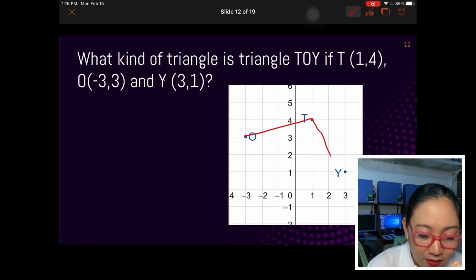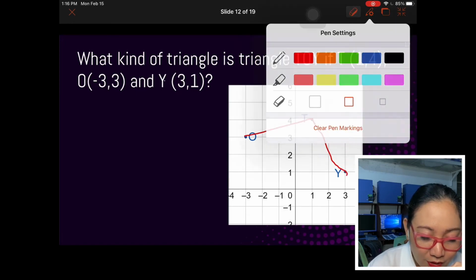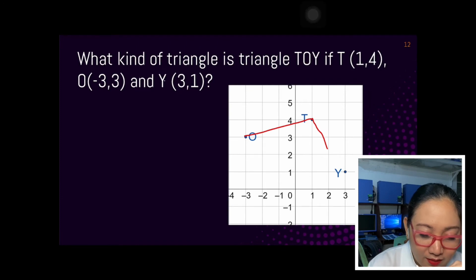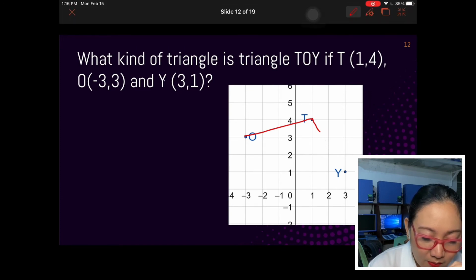Okay, assuming na, hindi talaga ako straight mag-drawing. Ano ba? Galingan mo naman, Miss B. Ayan.